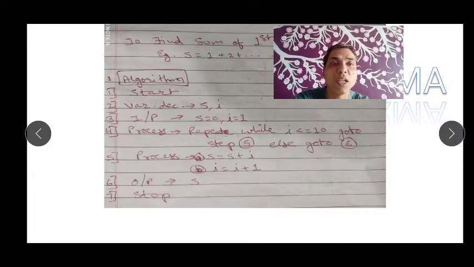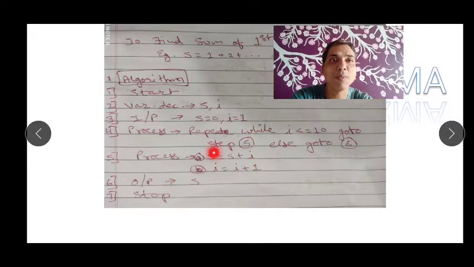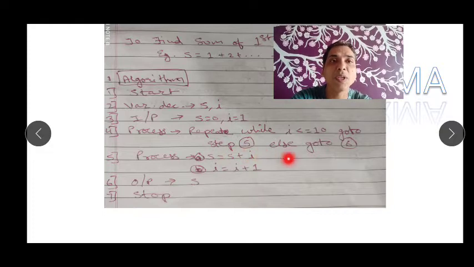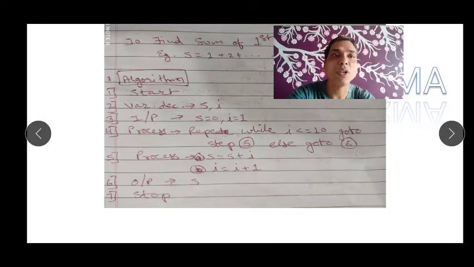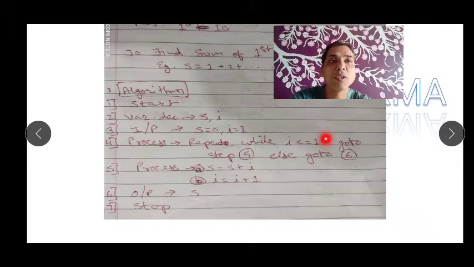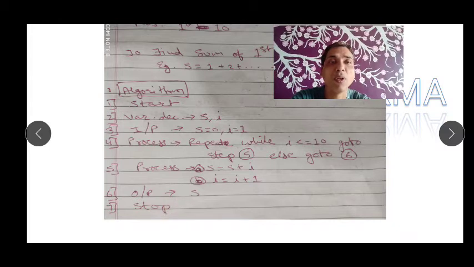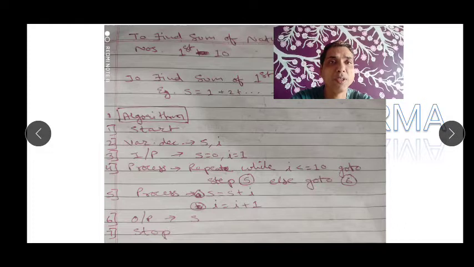The fifth step is again a process. That means if this condition is satisfied, you have to do something. What you have to do is s is equal to s plus I and I is equal to I plus 1. Right now you will not understand unless we go for the trace. This will be repeated until this condition becomes false. If this condition becomes false, then only it will come to output s. Then finally stop.